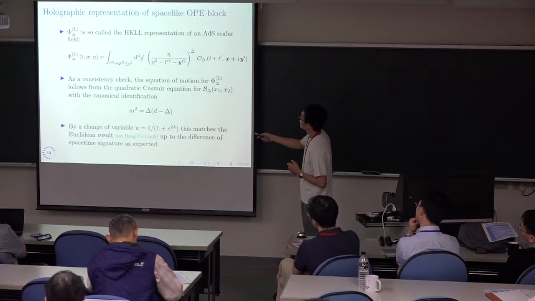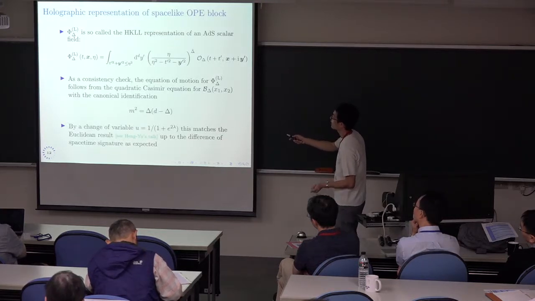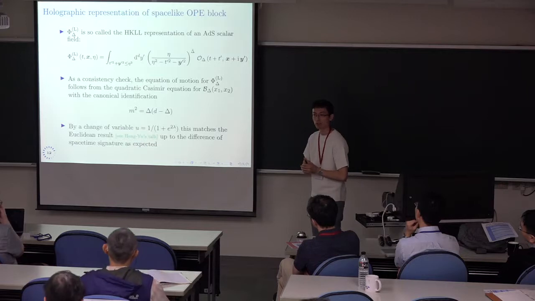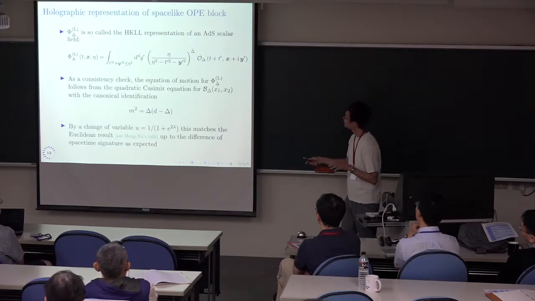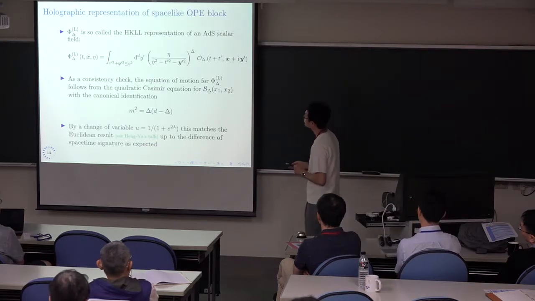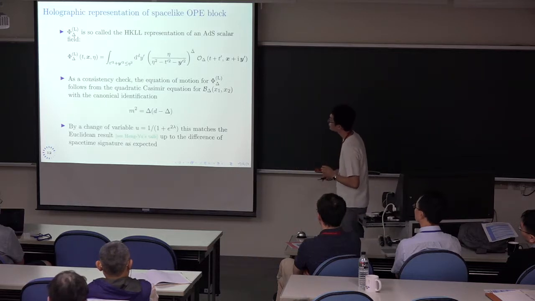Okay, anyway, so this is the expression for the HKL. Originally, HKL derived this representation by just solving the equation of motion in AdS space. But here we don't use any equation of motion in AdS. We just rewrite the OPE, and we end up with the same result. So this is curious.